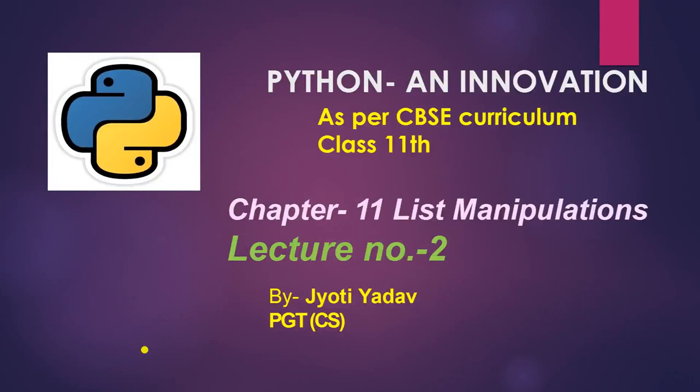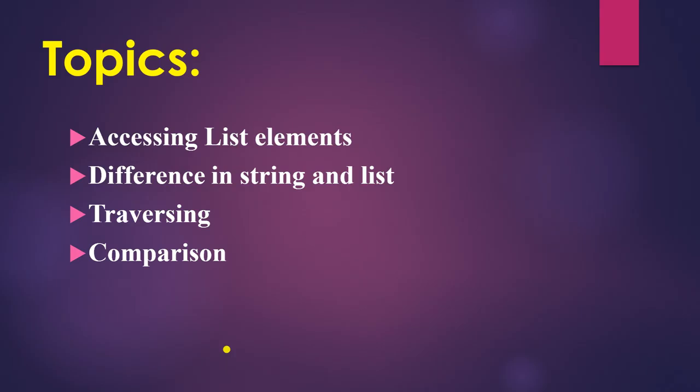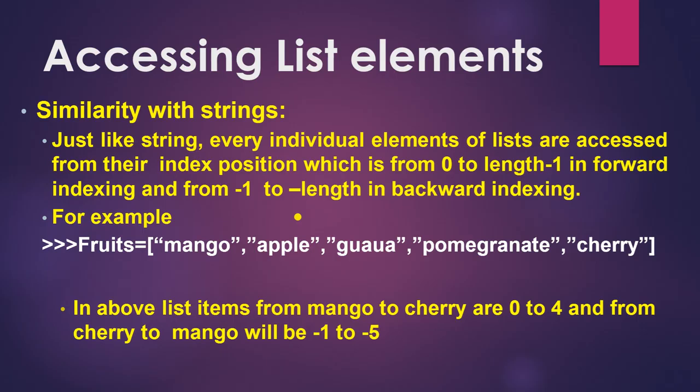Hello 11th class. This is your chapter 11, list manipulations, lecture number 2. In the previous class you learned how to create a list, how to access elements, and how to create a list in Python. Today's class topics are accessing list elements, the difference between string and list, and traversing and comparison of lists. First is accessing list elements.